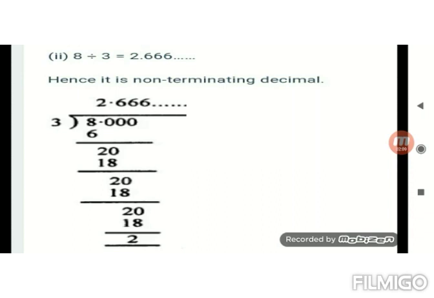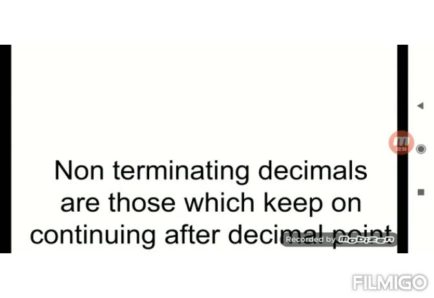We look at the second example, that is 8 divided by 3. Here we get the decimal form as 2.6666 and the process of division is not ending. It is continuous. Such types of decimal forms are known as non-terminating decimal form. Non-terminating decimals are those which keep on continuing after the decimal point.